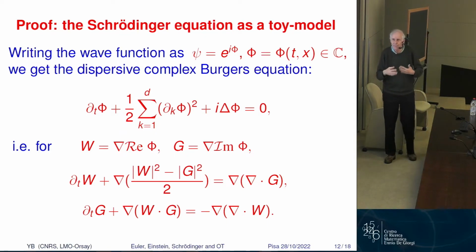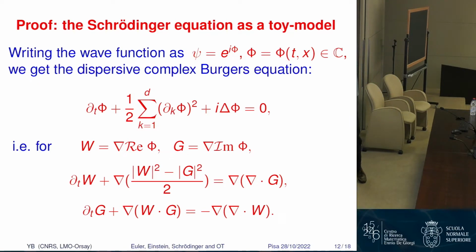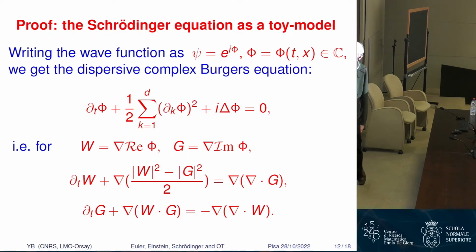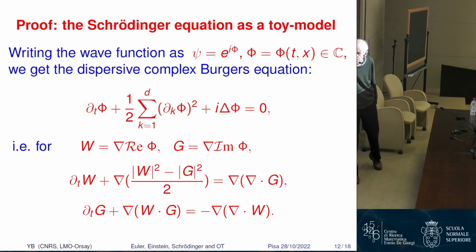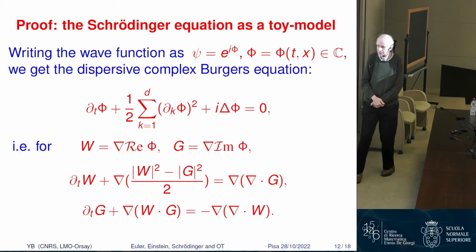Now, since I am not very comfortable with complex numbers, let me work with the gradient of phi, and separate the real part, which I denote by W, and the imaginary part, which I denote by G. Then, if I didn't make mistakes, you recognize in this equation the system coupling W and G, with the complex square here, and then the dispersive term that you write as the gradient of the divergence of G. This is the right way to write it, substituting for the Laplacian of phi.